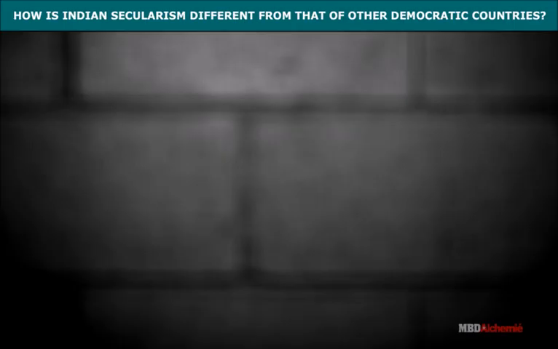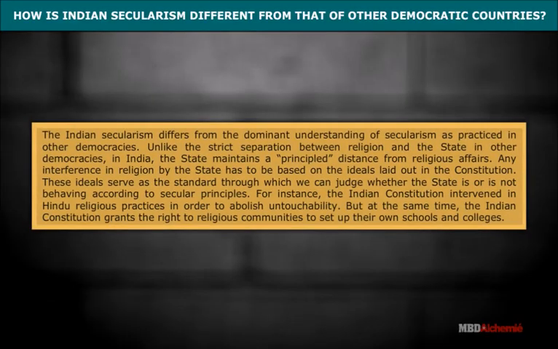How is Indian secularism different from that of other democratic countries? Indian secularism differs from the dominant understanding of secularism as practiced in other democracies. Unlike the strict separation between religion and the state in other democracies, in India, the state maintains a principled distance from religious affairs. Any interference in religion by the state has to be based on the ideals laid out in the Constitution. These ideals serve as the standard through which we can judge whether the state is or is not behaving according to secular principles.